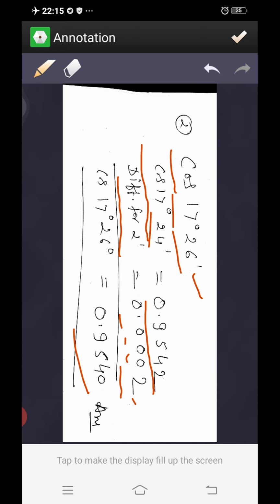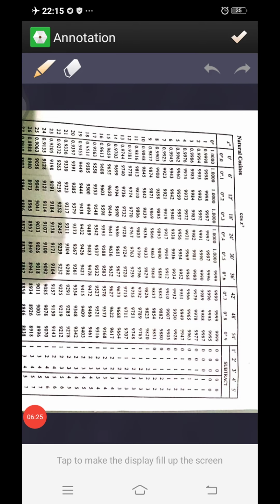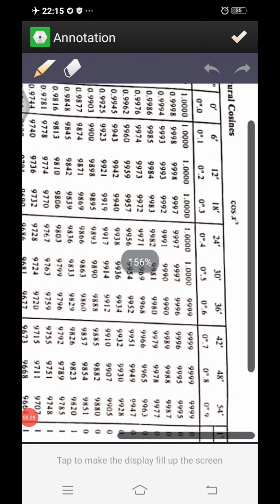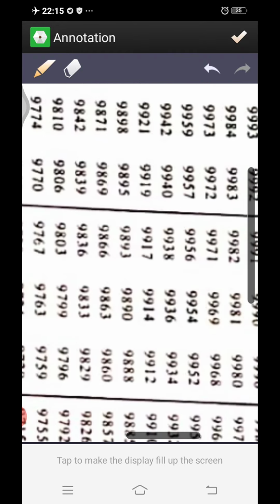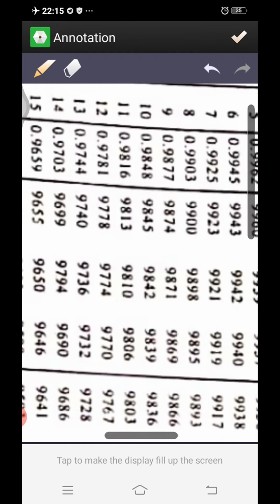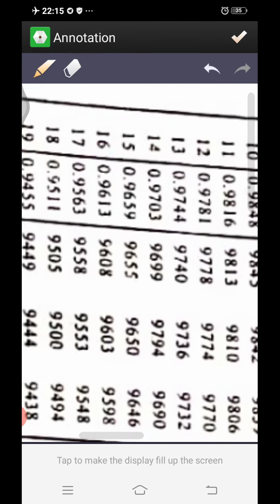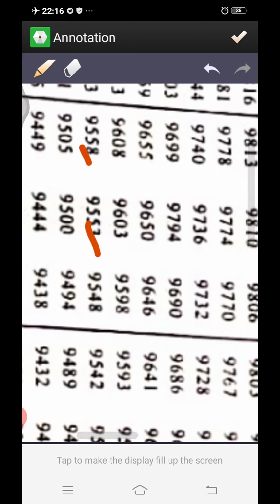In sine we added the difference, here we will subtract the difference. So let's see the table. This is our cos table. As you can see, here it is written cos x degree. So we have to find the value of 17 degree. Let us come to the first column. Here we get 17 degree and 24 minutes. This is 6 minute, 12 minute, 18, and this is 24 minutes. That is 0.9542. And only 2 minutes are left, so we will see the difference for 2 minutes.